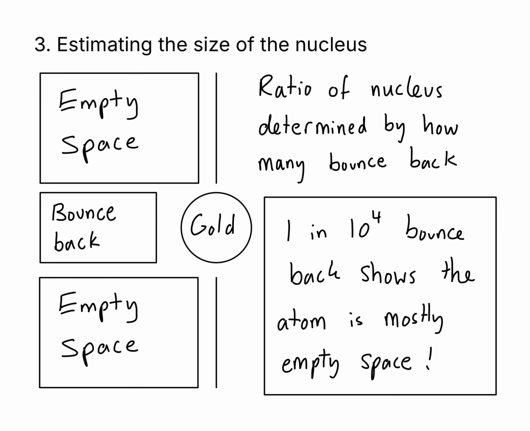And you can even get the size out of it. If only about 1 alpha in 10,000 comes back, then the nucleus must present a very tiny target. That hit rate tells you the ratio of the nucleus's diameter to the atom's. It turns out that the nucleus is something like 10,000 times smaller than the atom. The atom really is almost entirely empty.